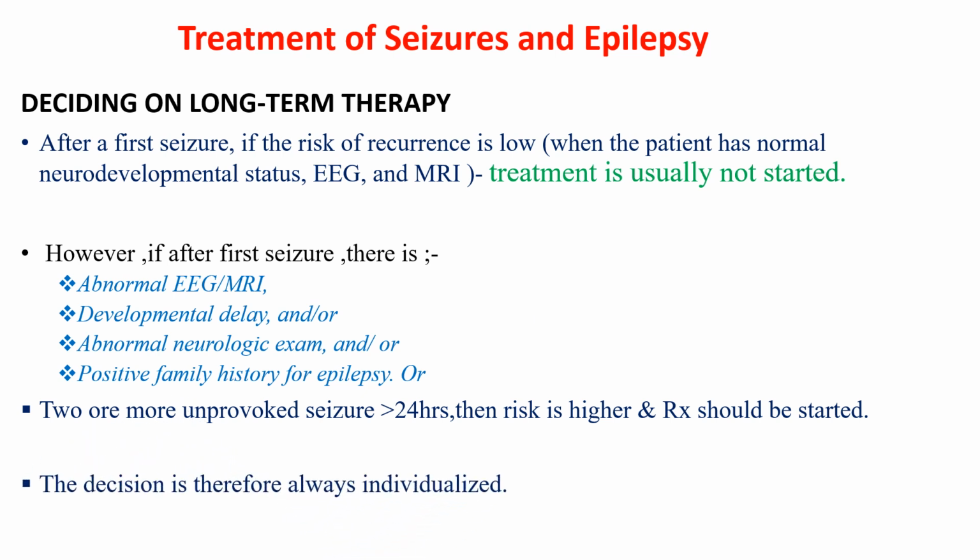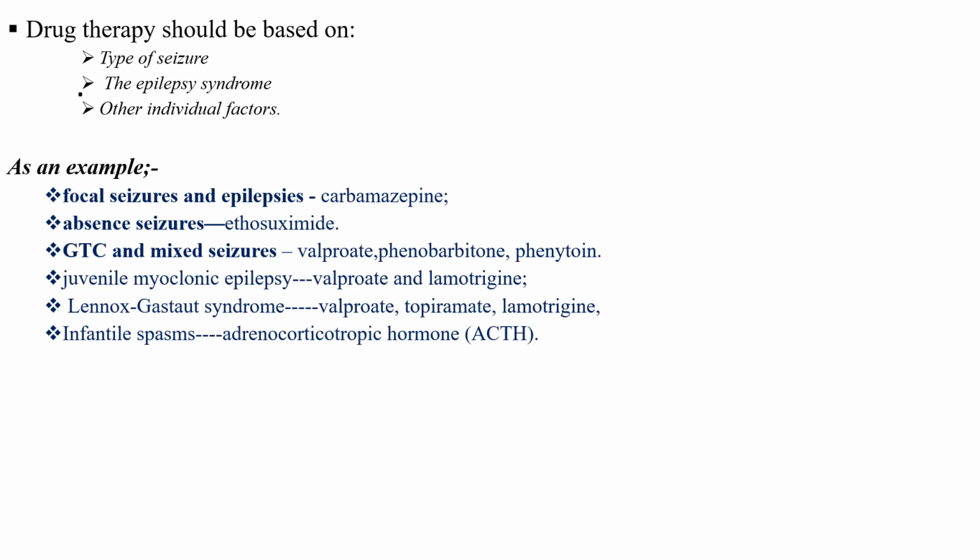Drug therapy should be based on the type of seizure, the epilepsy syndrome, and other individual factors. For example, if it is focal seizure or epilepsy, carbamazepine is the first-line anti-epileptic drug. In the case of absence seizure, ethosuximide is the first line. Generalized tonic-clonic and mixed seizures can be treated with valproate, phenobarbital, or phenytoin. Juvenile myoclonic epilepsy can be treated by valproate or lamotrigine. Infantile spasm should be treated by adrenocorticotropic hormone, and Lennox-Gastaut syndrome can be treated by lamotrigine, topiramate, and valproate.